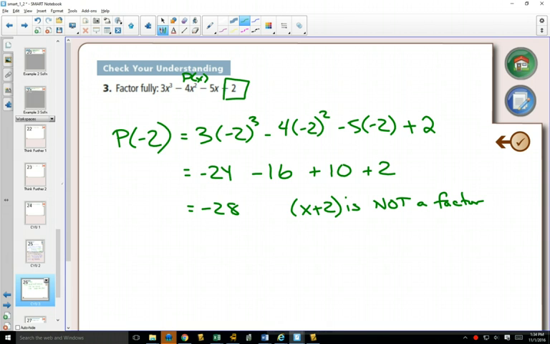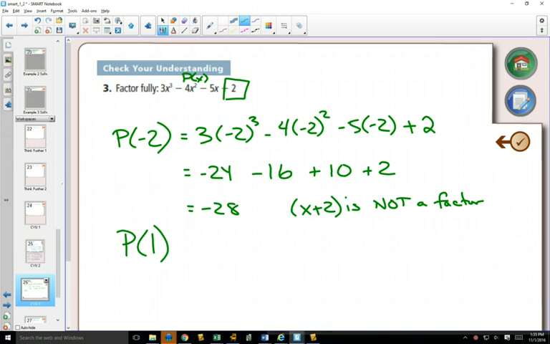Positive 1. I like doing positive 1 first because it's the easiest one to do the mental math. Yes? But right now, since we know that the 2 doesn't work, we only have 3 options. Couldn't we know that the negative 2 will have to work?